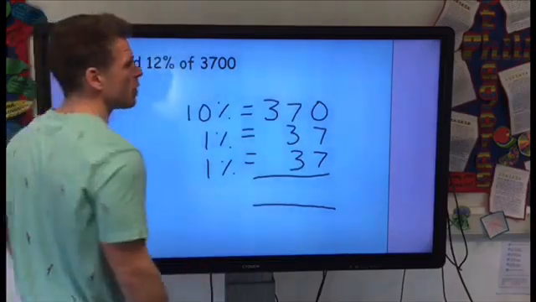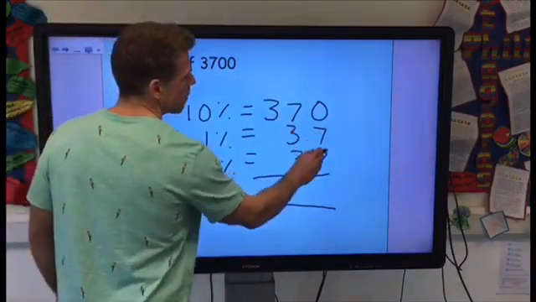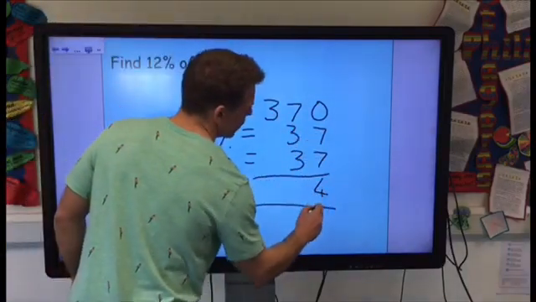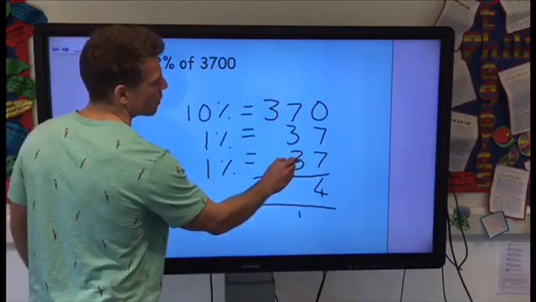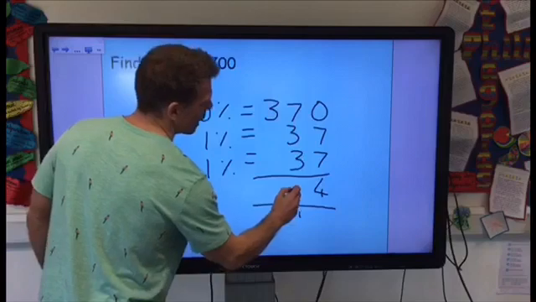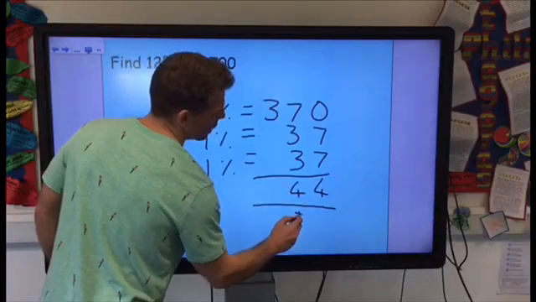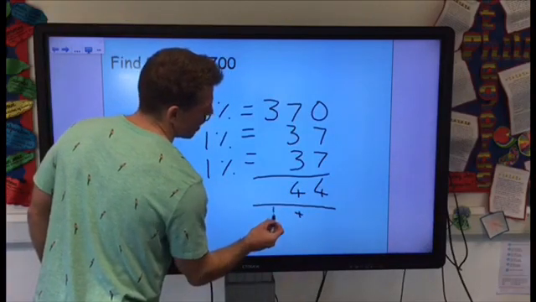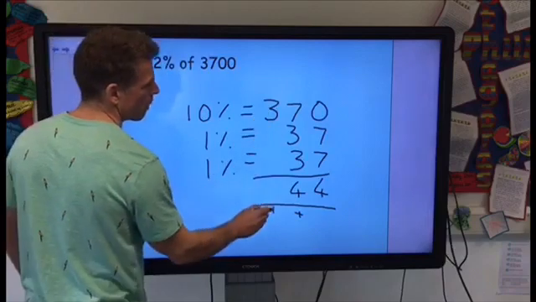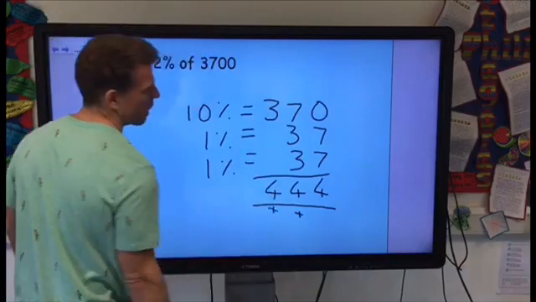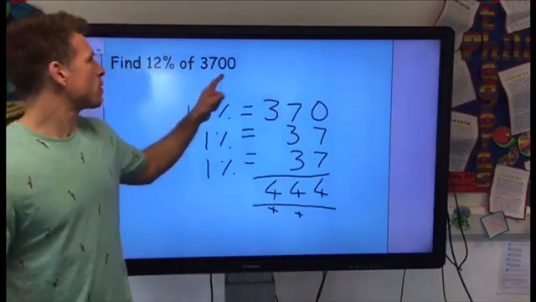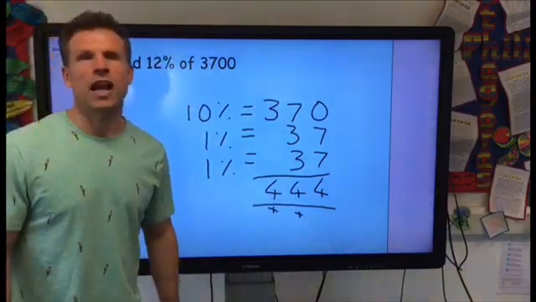So you guys can chant with me as we go if you want. So 0 plus 7 equals 14. 4, carry the 1. 7 plus 3 is 10, plus 3 is 13, plus 1 again is 14. Always cross it out after you've done it to make sure you remember how to do it. Put the 1 here, and 1 plus 3 plus 1 is 4, and cross it again. So 12% of 3,700 is 444.